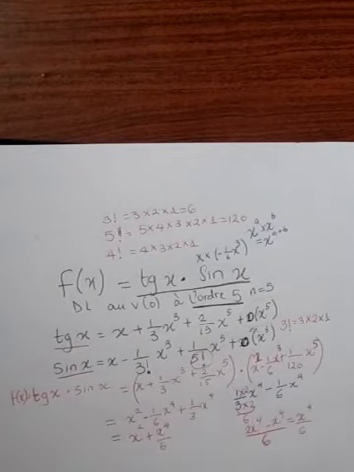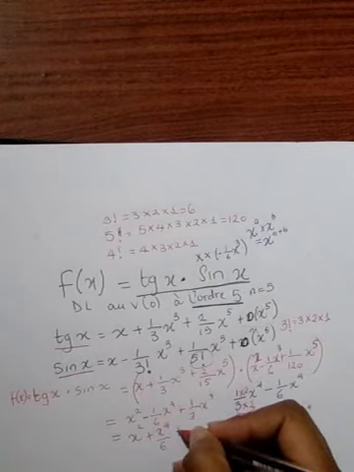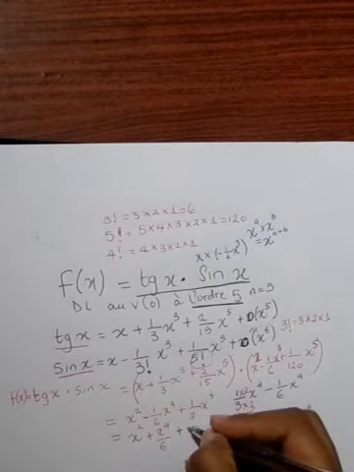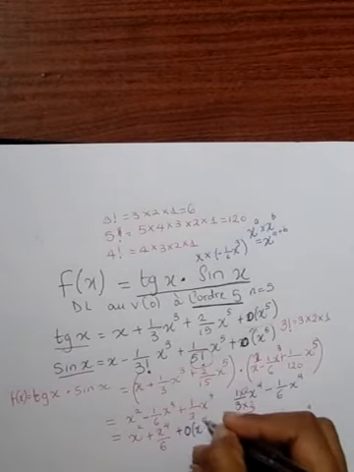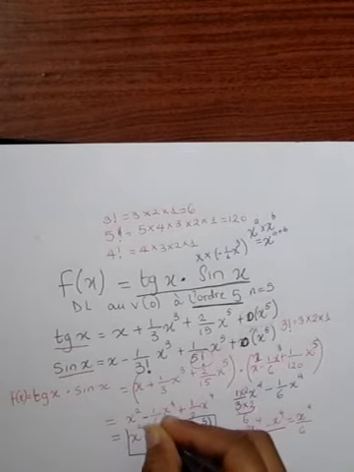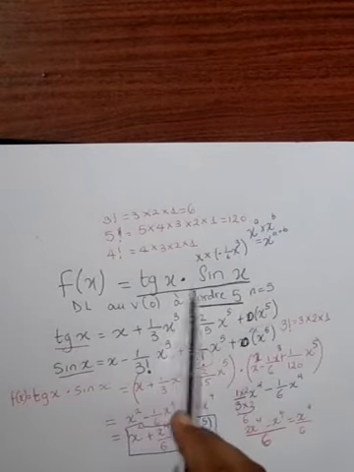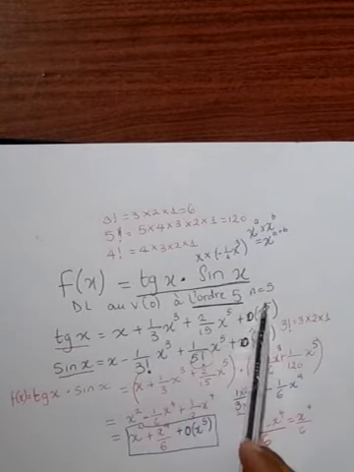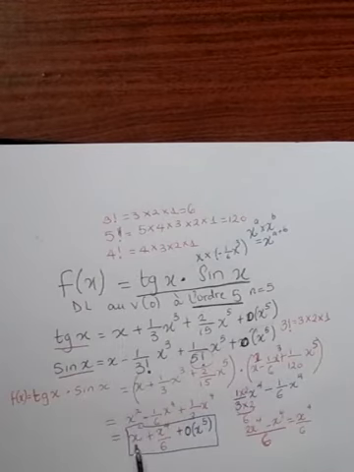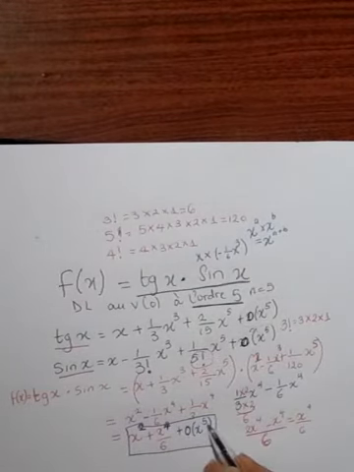So remember when we were multiplying, we found some orders that were greater than 5. So we're going to place everything there. I use a blue pen for it. In a petit o of x raised to the power of 5. So this is our final answer. So the DL of tangent x times sine x to the order of 5 around 0 is x raised to the power of 2 plus x raised to the power of 4 over 6 plus petit o of x raised to the power of 5.